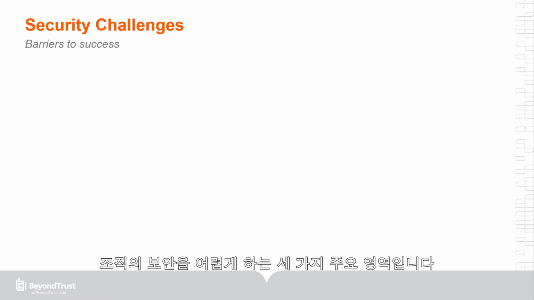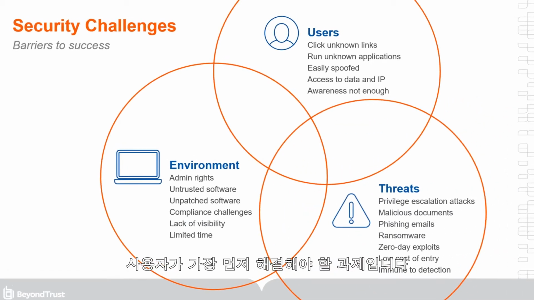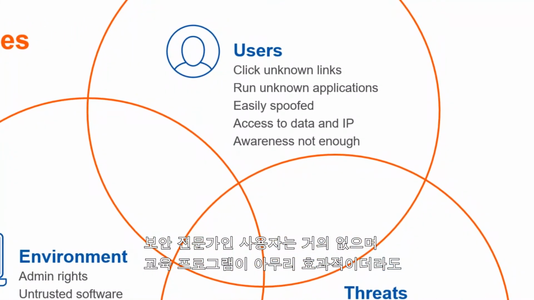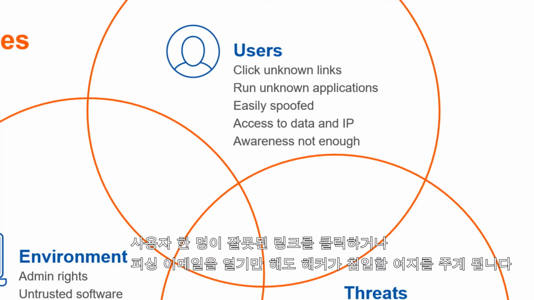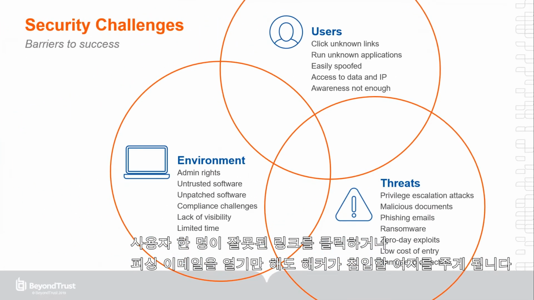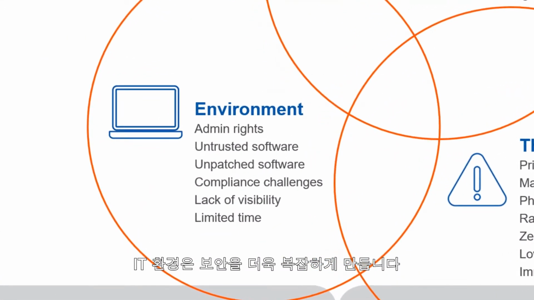Three main areas make securing your organization seem impossible. Users are the first major challenge. Very few of your users are security experts, and no matter how effective your training programs are, they will make human errors that compromise security. It only takes one user to click the wrong link or open a phishing email, and the doors are open to hackers.